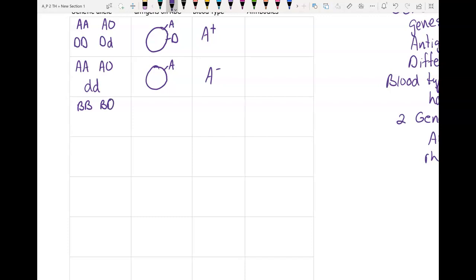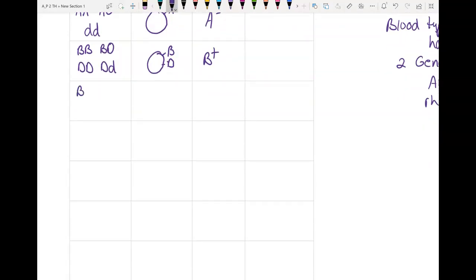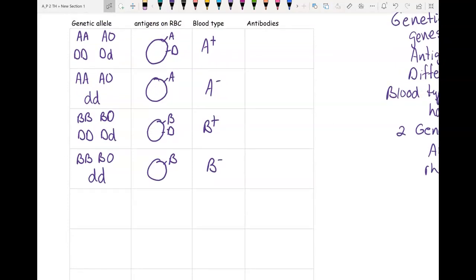If you have two B's or a B and an O, you get B antigens. B is dominant over O. If you have two capital D's or if you're heterozygote, you get the D. This is B positive. If you get a BB or a BO and then two lowercase d's, you just have B's, and this is B negative. Okay, are you starting to see the pattern here?